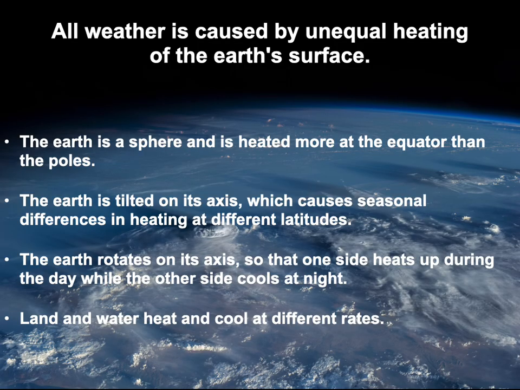All weather is caused by unequal heating of the Earth's surface. The Earth is a sphere and is heated more at the equator than at the poles. The Earth is also tilted on its axis, which causes seasonal differences in heating at different latitudes. It also rotates on its axis, so that one side heats up during the day while the other side cools at night. Finally, land and water heat and cool at different rates.